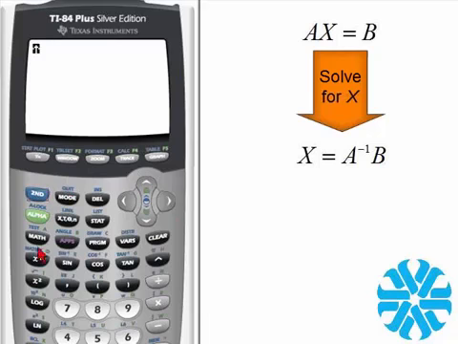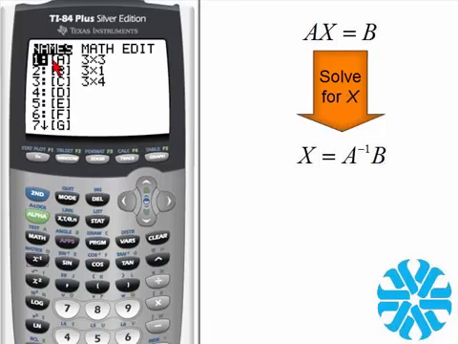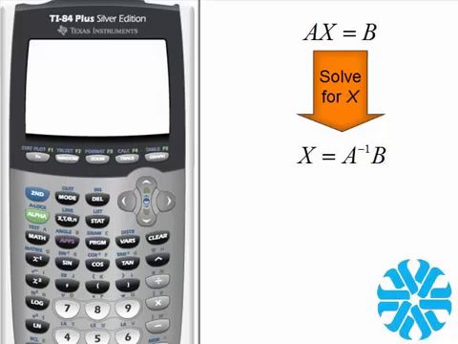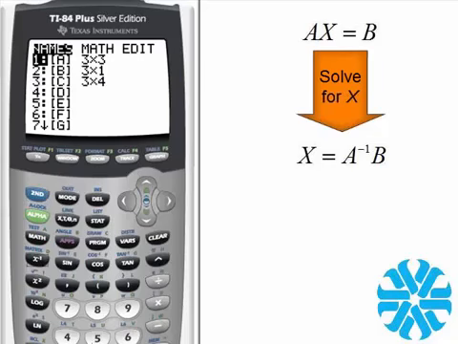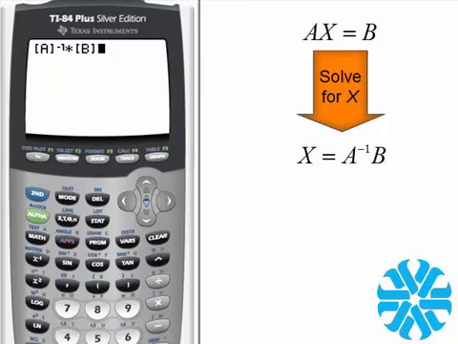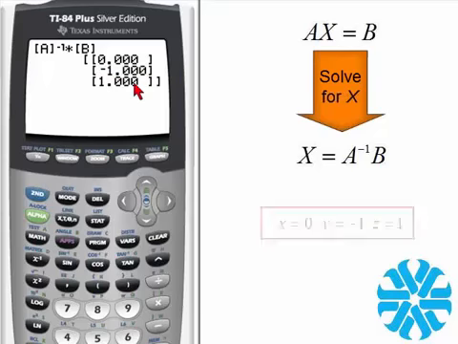So we go second function, matrix. We want matrix A, select enter. You want the inverse of that. Now we will multiply that by matrix B. So second function, matrix, and then matrix B is number 2, and we select enter. So this gives you the x value, the y value, and the z value. So x is equal to 0, y is equal to negative 1, and z is equal to 1.